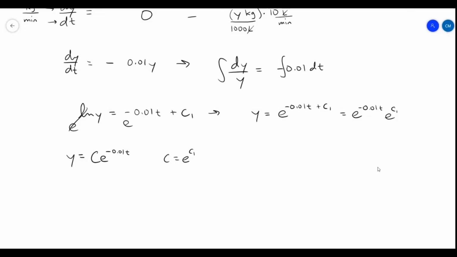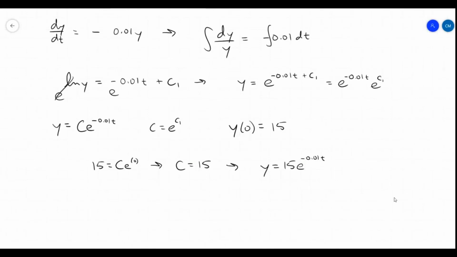However, we do need to use that piece of information, y of 0. How much salt was in there at the beginning? 15 kilograms. So y of 0 is equal to 15. This is what's going to allow us to find that k, or sorry, the c in this case. So we could say 15 is equal to c e to the negative 0.1 times 0. E to the 0 is just 1. That just means that c is equal to 15 in this case. Okay, and so the equation that we're after is y is equal to 15 e to the negative 0.1 t. That is our particular solution to this initial value problem.